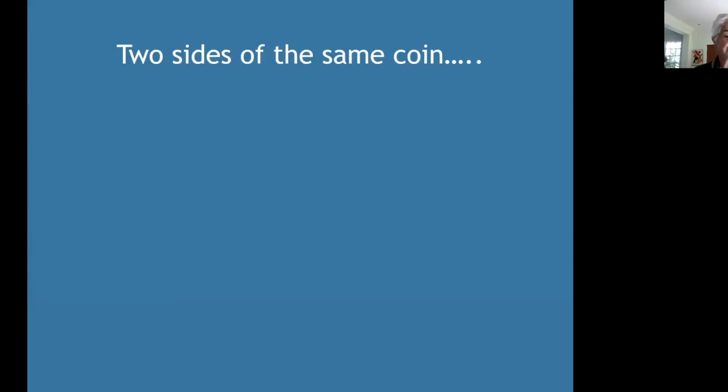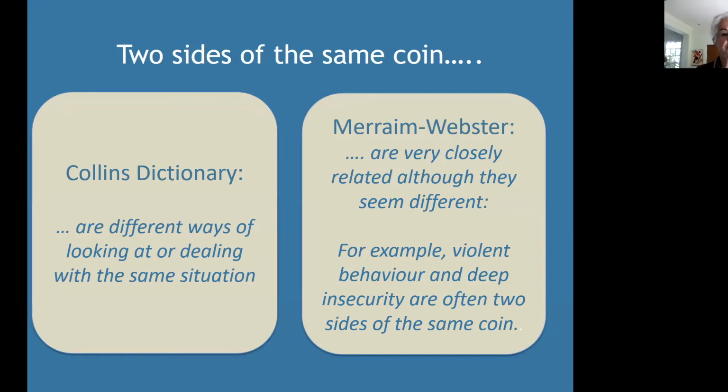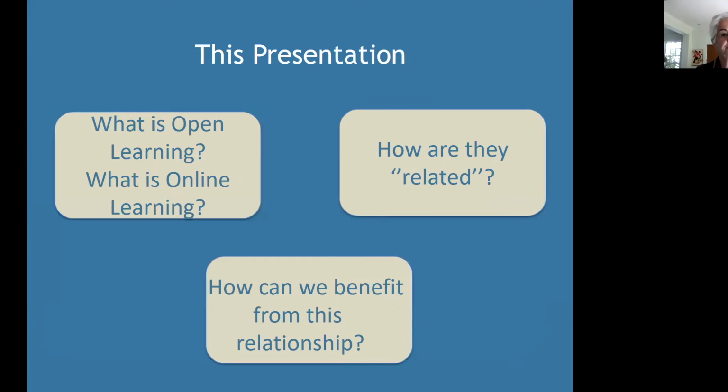Let me begin by trying to understand this quaint English saying, two sides of the same coin. Collins Dictionary suggests that they are different ways of looking at or dealing with the same situation, whereas Merriam-Webster says they are very closely related, although they seem different. For example, violent behavior and deep insecurity are often two sides of the same coin.